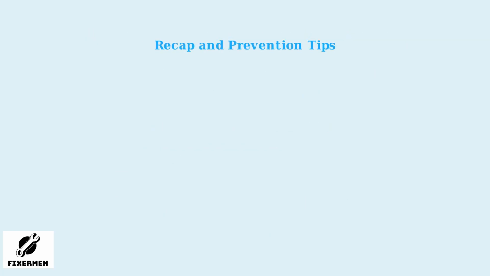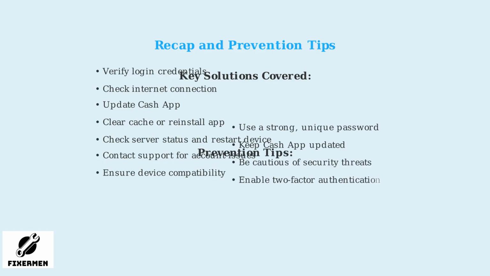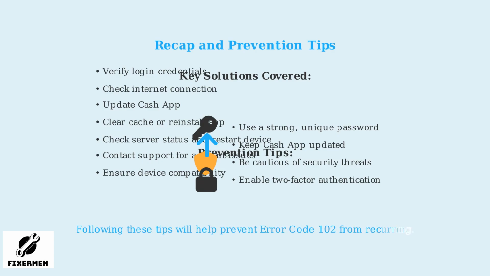To recap, we've covered key solutions for Cash App error code 102, including verifying login credentials, checking your internet connection, updating the app, clearing cache or reinstalling, checking server status, and contacting support for account issues. For prevention, use a strong and unique password. Keep the Cash App updated, be cautious about potential security threats, and enable two-factor authentication if available. By following these steps and tips, you can minimize the chances of encountering error code 102 again. Stay secure and enjoy using Cash App.